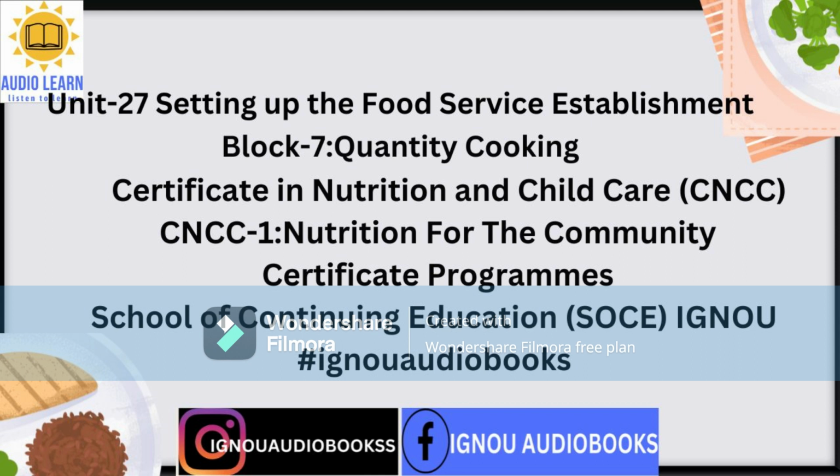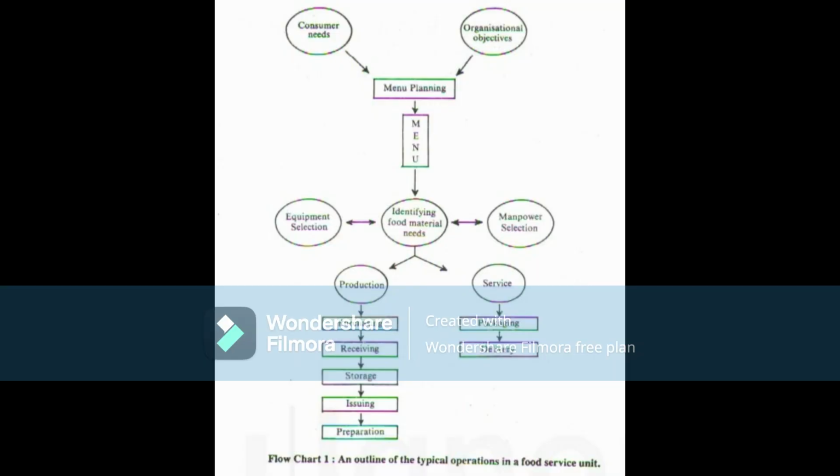Once the food, equipment and manpower needs are identified, the next step is to obtain these resources. What are the procedures involved in obtaining these resources? This section presents a detailed discussion on this aspect. In addition, the activities undertaken in performing the two primary functions, 1, production and 2, service, in any food service establishment, as indicated in the flowchart, are also documented.